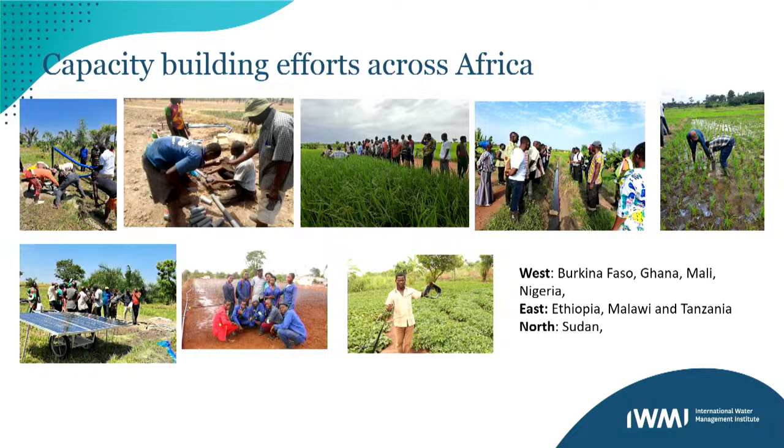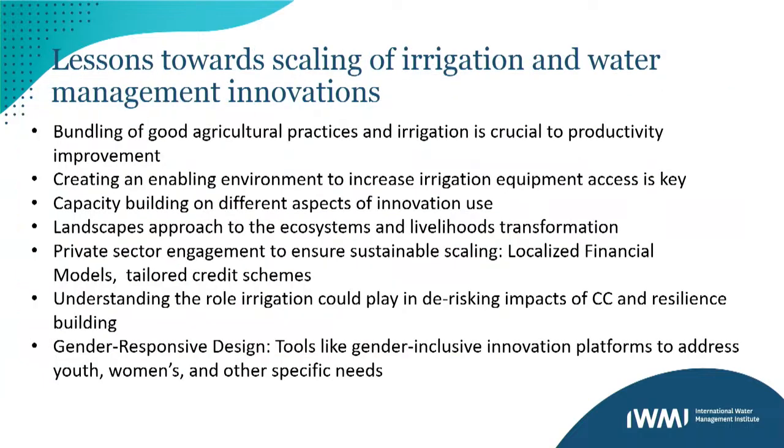In the course of our activities, we have found out that we also need to train extension workers. There's a place for training what we call irrigation agronomists, irrigation extension workers in Africa. These are a couple of field-based trainings that we've done in Malawi and a couple of other places. Next. So what are the lessons we have learned?